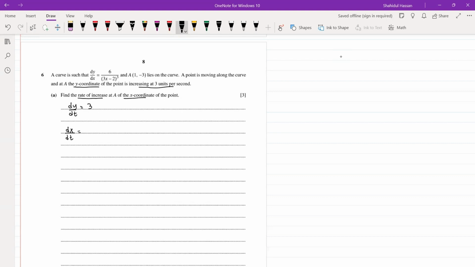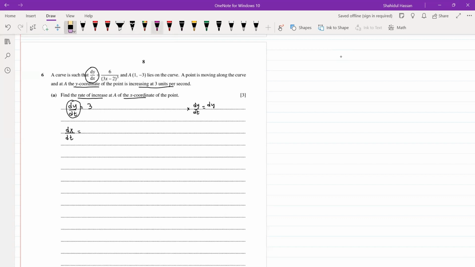How can I find dx by dt from my given information? I have two pieces of given information. One is dy over dx and the other one is dy over dt. If I take dy over dx and then multiply this with dy over dt, my answer will be dy squared divided by dx dt. That's not what I want.